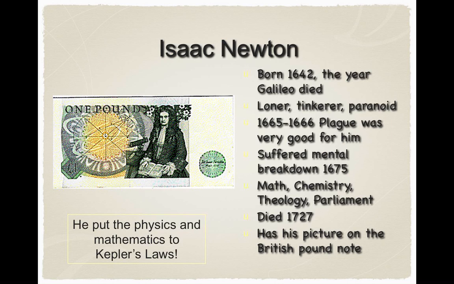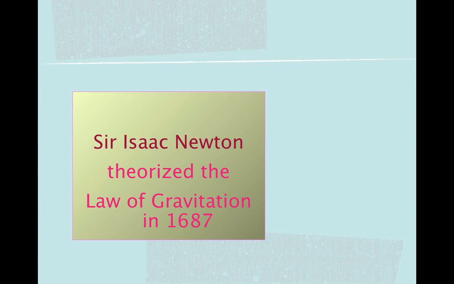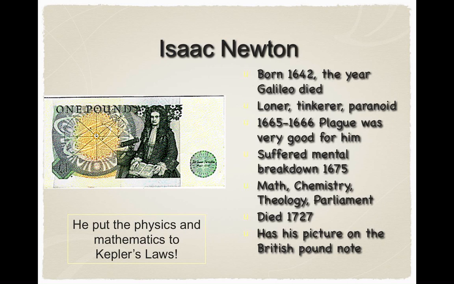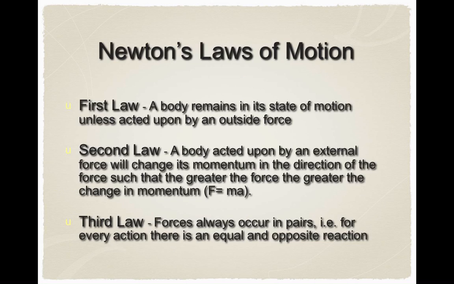The other big key is to understand that he worked with math and chemistry predominantly before he found a love in physics. If you look at the bottom yellow box there, it says that he put physics and math into Kepler's laws. So he took Kepler's work with how things move in our solar system and he applied the math to it so that people could really understand it, and he really helped prove some of Kepler's theories.